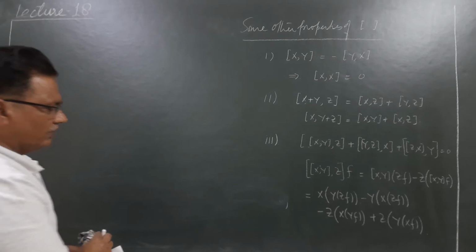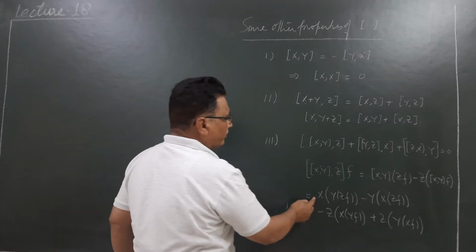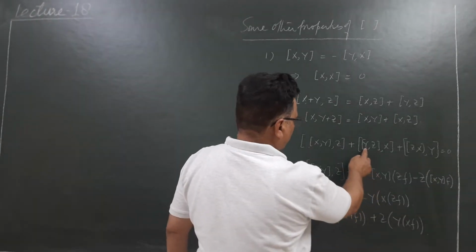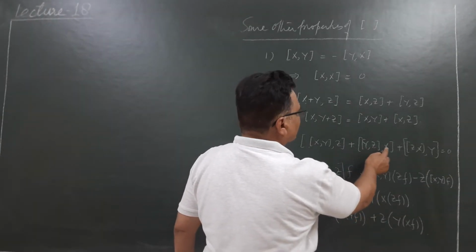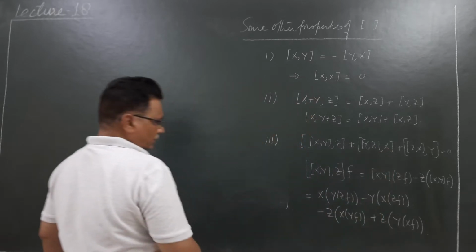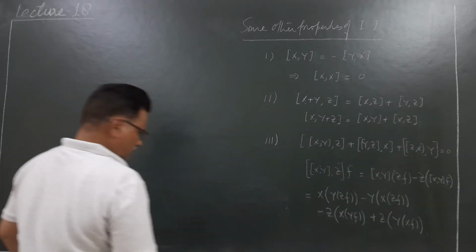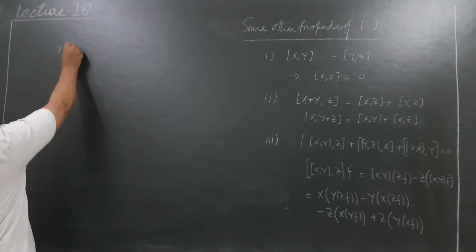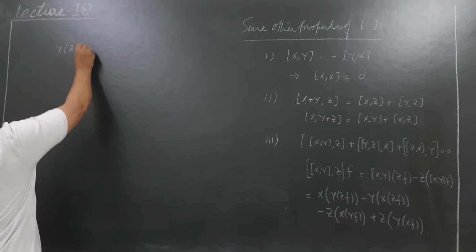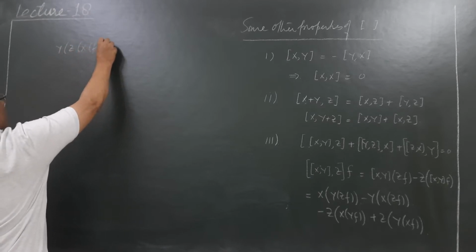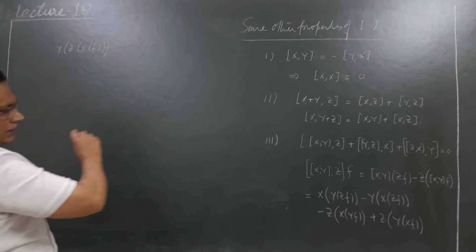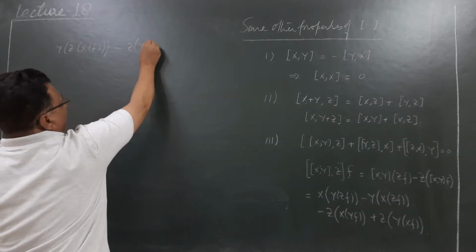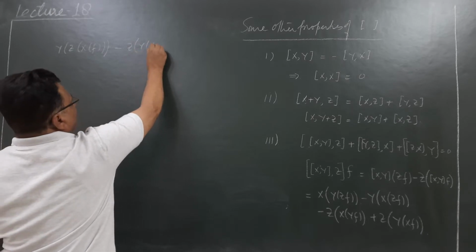For the second term, what I will be doing, I will be replacing x by y, y by z and z by x. देखिए यहाँ पे x की जगह y हो गया, y की जगह z हो गया, z की जगह x हो गया. So the second term you can write down over here. Okay. So this is x की जगह y, y की जगह z, z की जगह x and then f. Okay. And minus y की जगह z, x की जगह y और z की जगह x.